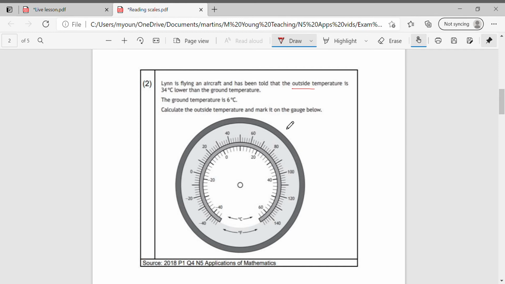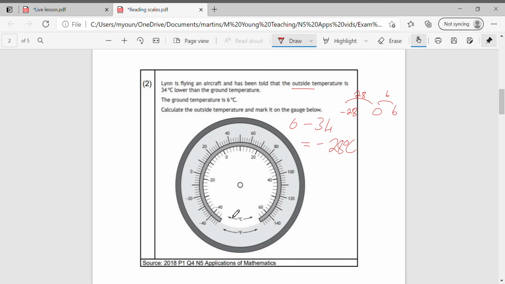So if the ground temperature is 6, the outer temperature is going to be 34 lower than that. So I'm going to take away 34. 6 take away 34 is minus 28 degrees Celsius. If you need to think about that in terms of a number line, go from 6 down to 0. That would be 6 jumps, but I wanted to go 34. So I need to go down a further 28, which would take me to minus 28 like that. Alright.